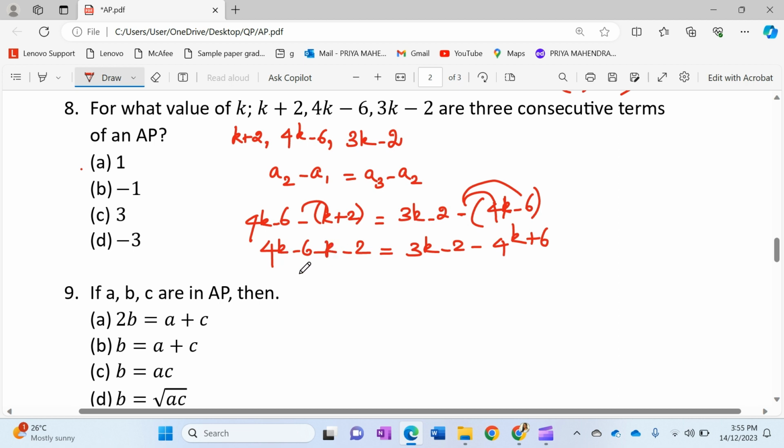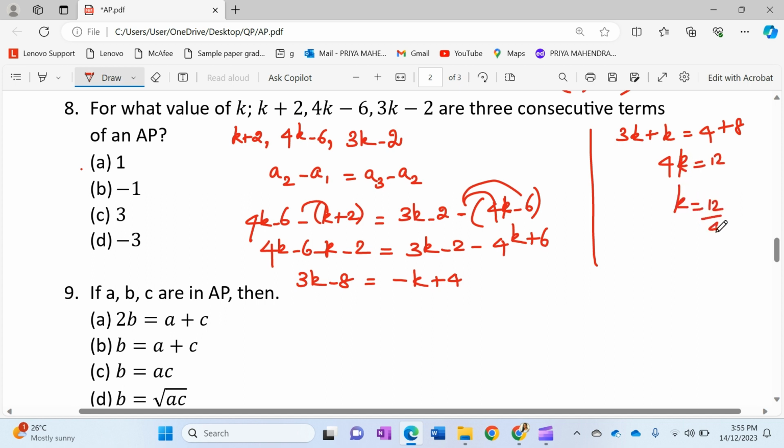So 4k minus k will be 3k minus 8 is equal to minus k plus 4. Transpose, so what you will get, 3k plus k is equal to 4 plus 8. So 4k is equal to 12, k is equal to 12 by 4, k is equal to 3, which is option C.